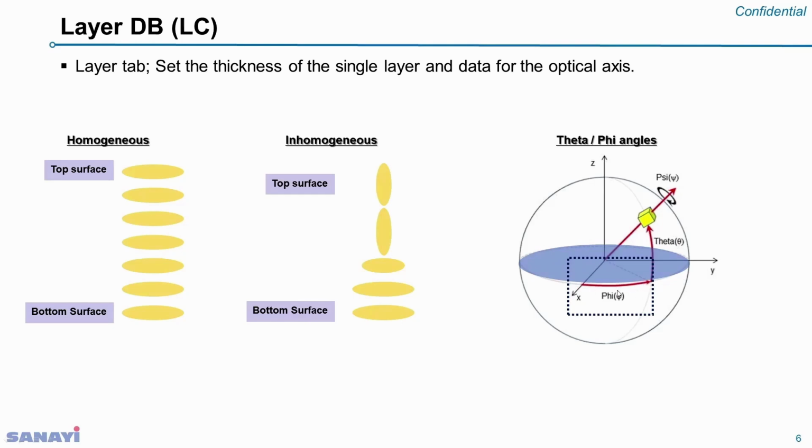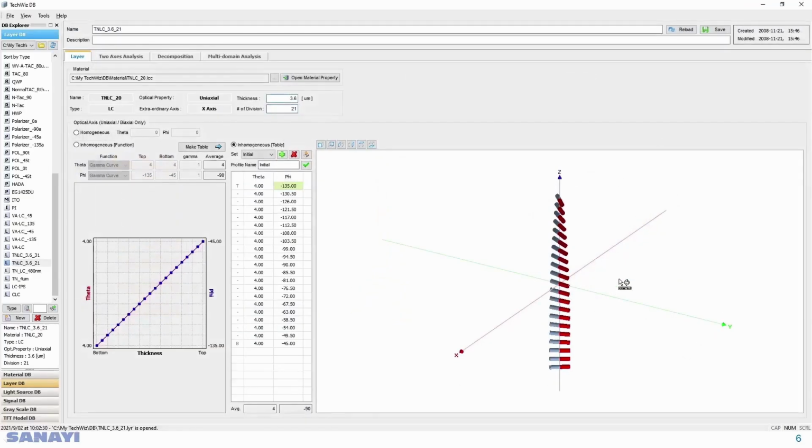Then let's go back to the program. Since TNLC is a 90 degrees twisted structure, if you look at this table, the theta angle is 4 degrees and the phi angle is twisted 90 degrees, from minus 45 to minus 135 degrees.